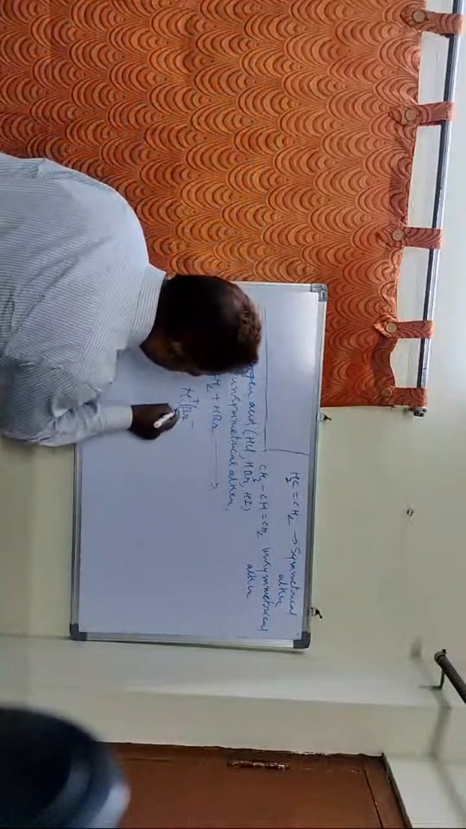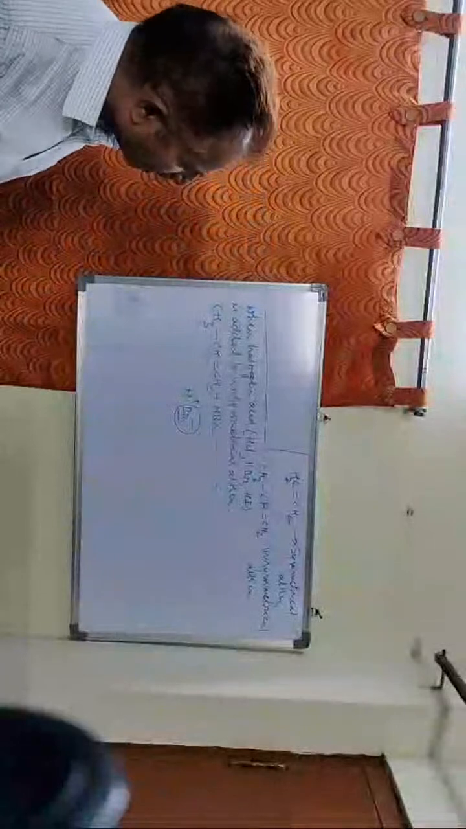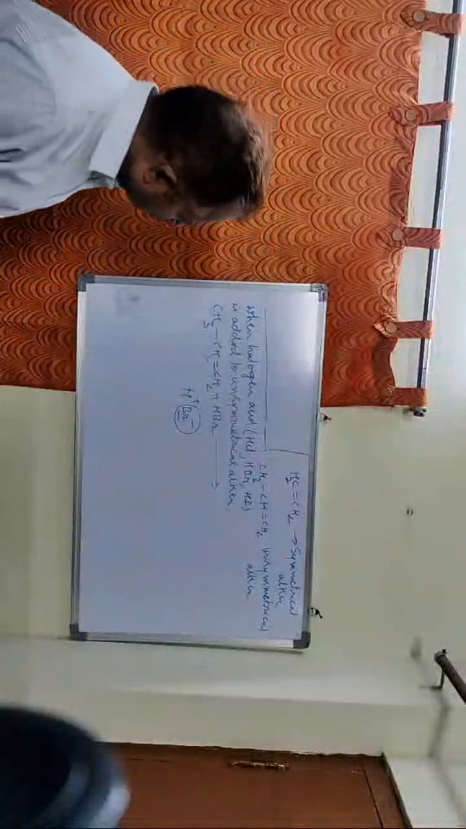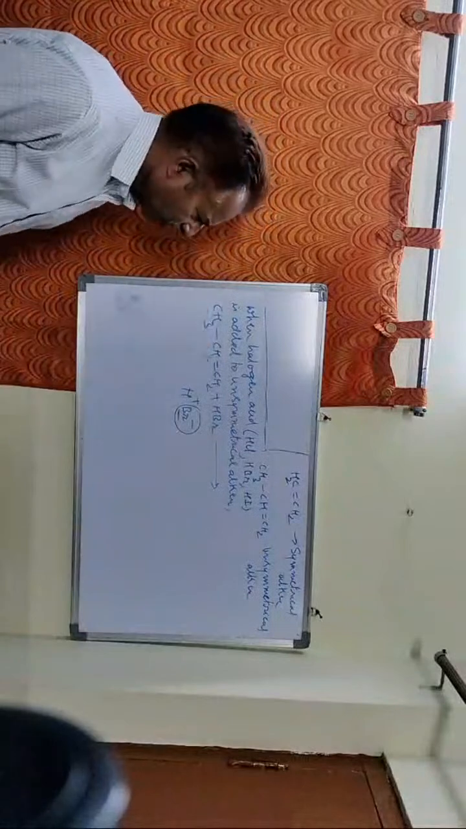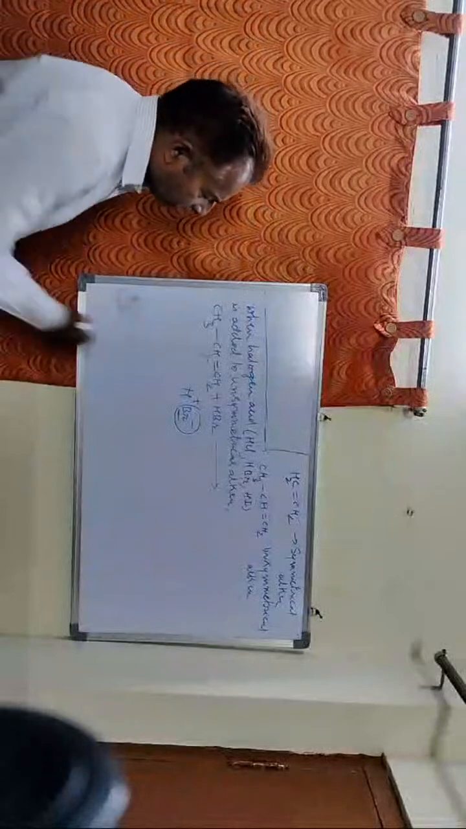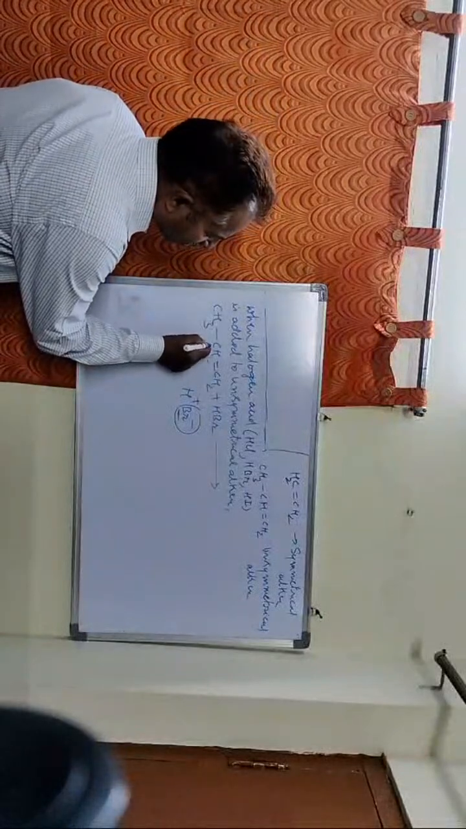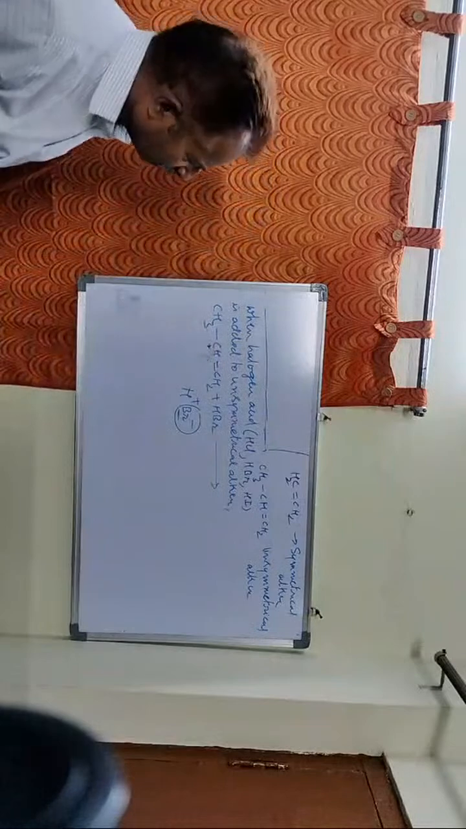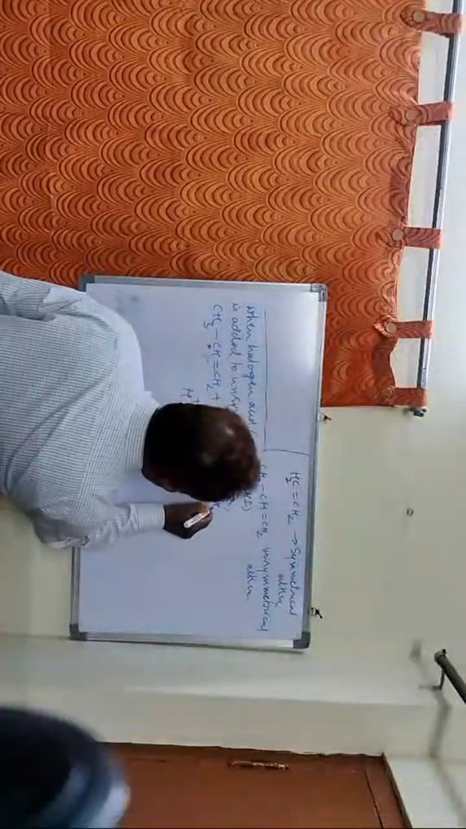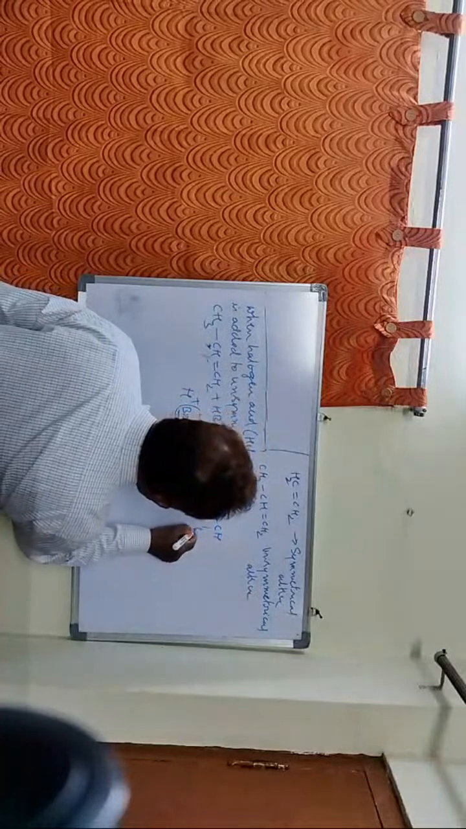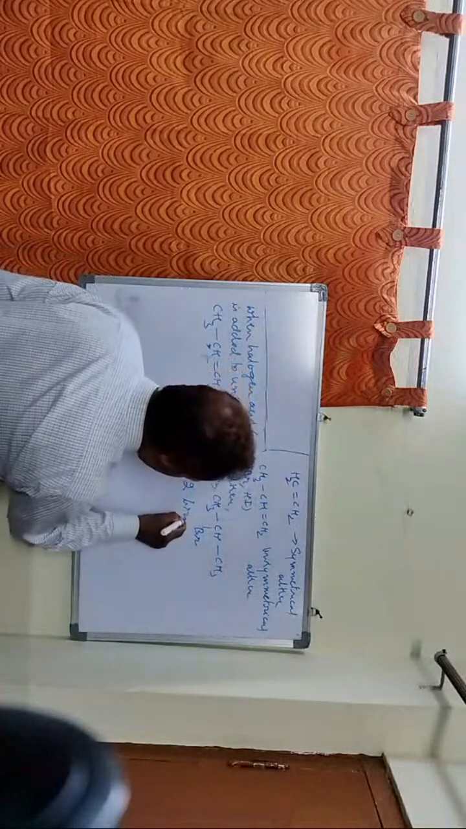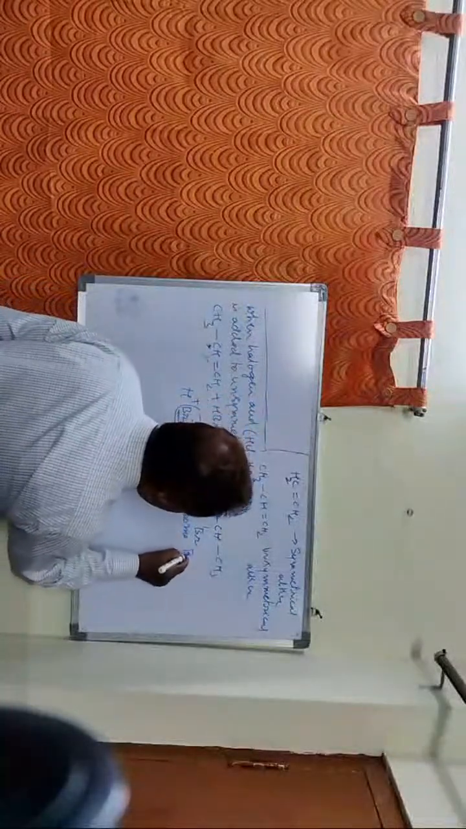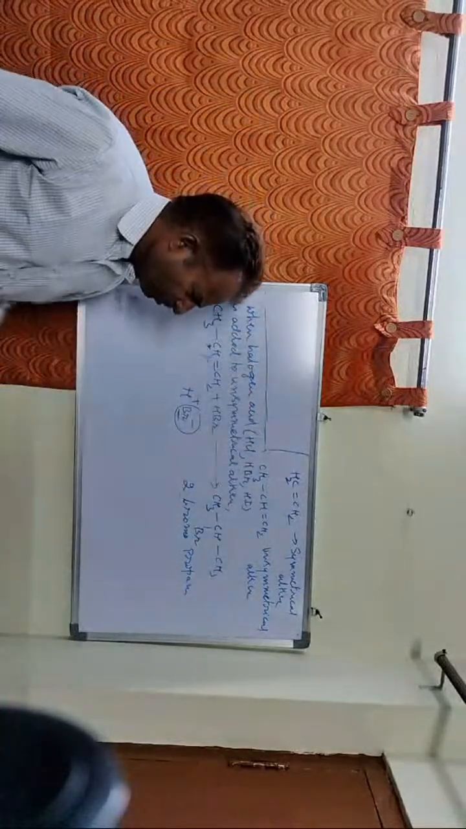What is the negative part of the addendum? Br minus. The negative part of the addendum is attached to the carbon with less number of hydrogen atoms. In the double bond, what is the carbon with less number of hydrogen atoms? This one. So to this carbon, bromine is added. Therefore, this becomes CH3CHBrCH3. What is this substance? This is 2-bromopropane.